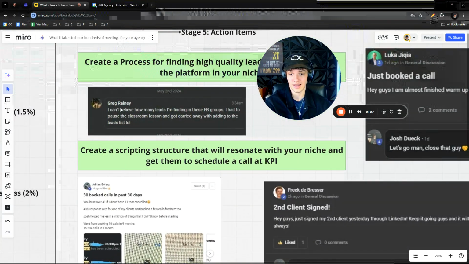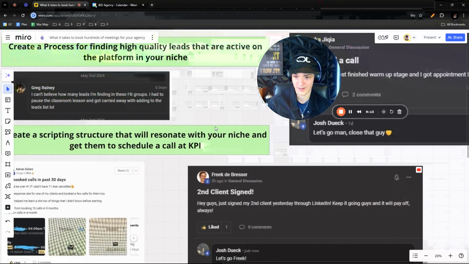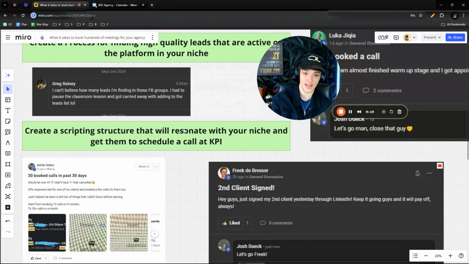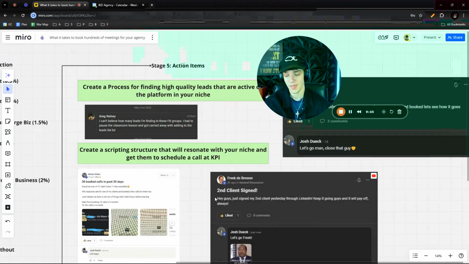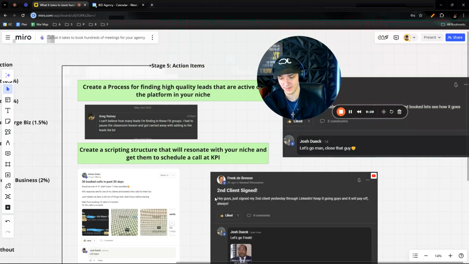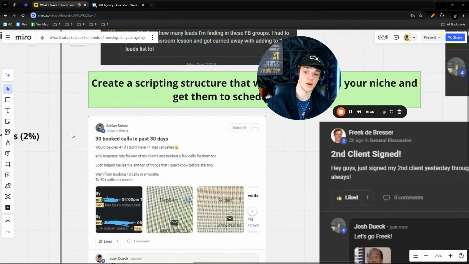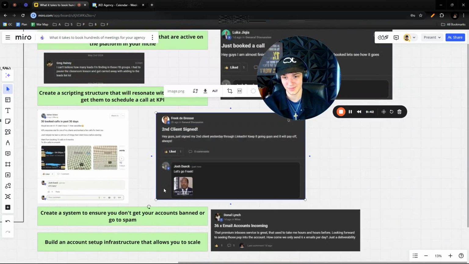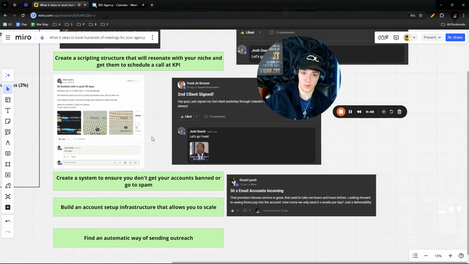And when you have this in place, you're finding so many leads that you don't even know where to start. You need a scripting structure that's going to actually resonate with your niche and get them to schedule a call at KPI without personalizing it for every single person. Because if you're personalizing every single message, you're forever going to be stuck in the day-to-day of doing it yourself, and it's going to be very, very difficult to outsource and very, very difficult to scale. And when you have this, you can actually book 30 appointments in 30 days in your first month of running this. You can predictably sign clients, even if you're just getting started, and even if you have an established business, you're going to be able to do that once you have a system in place.